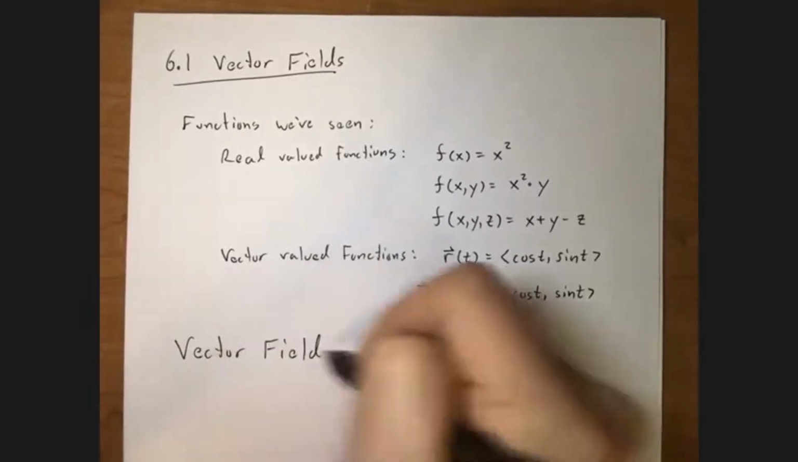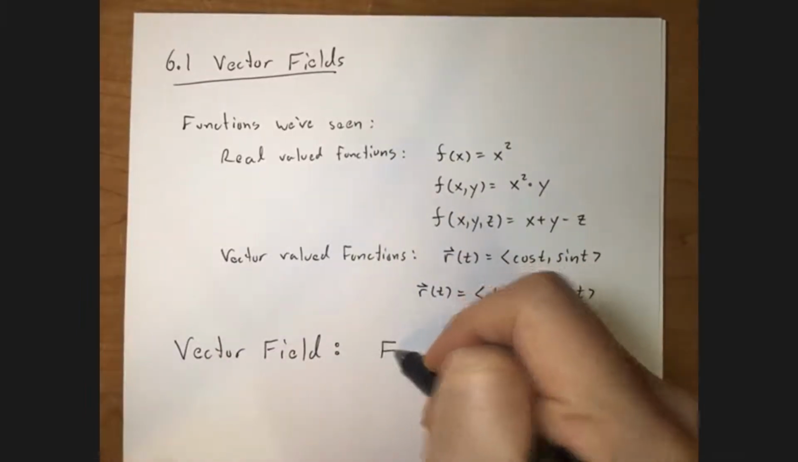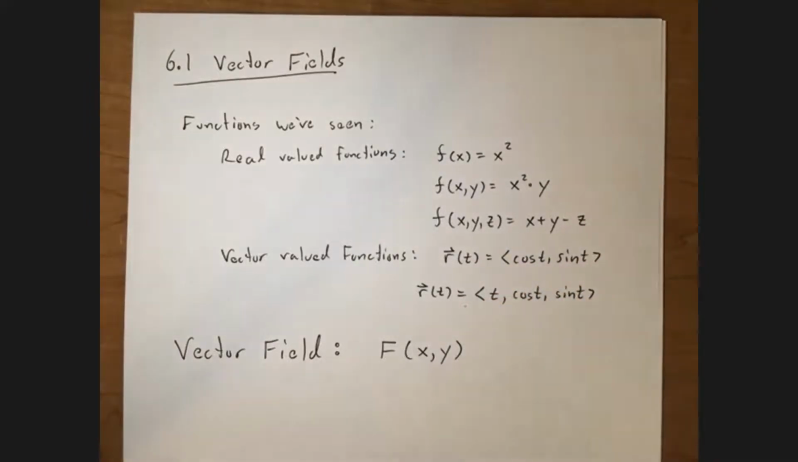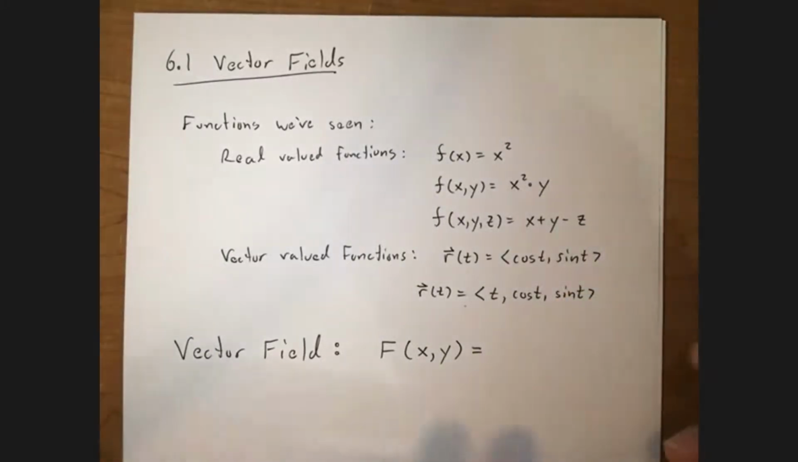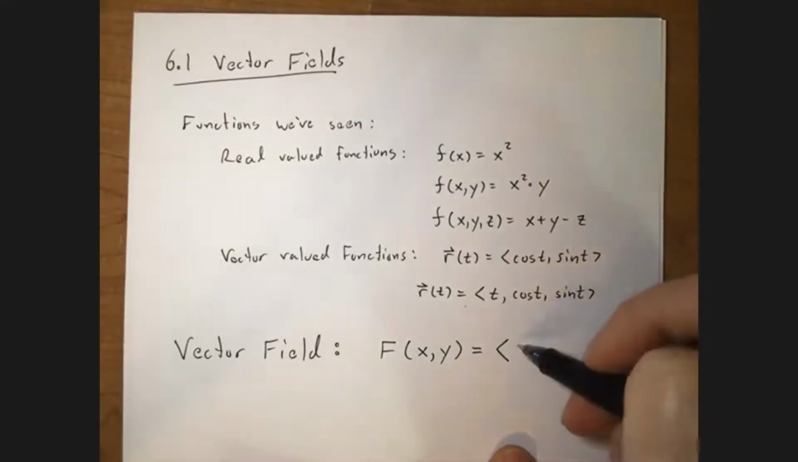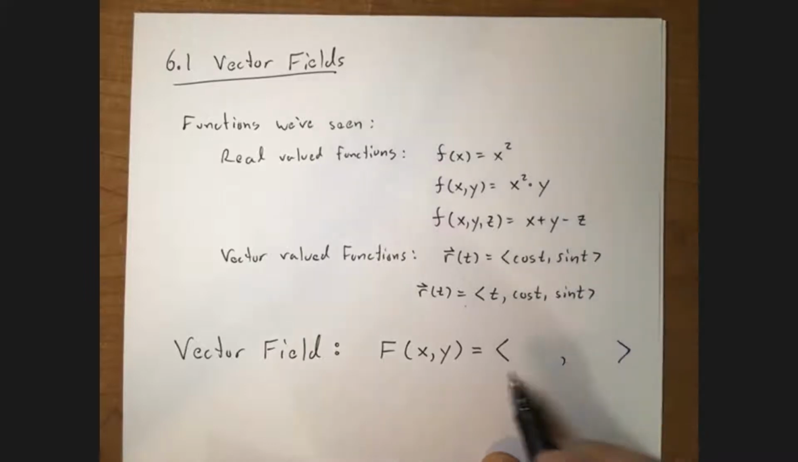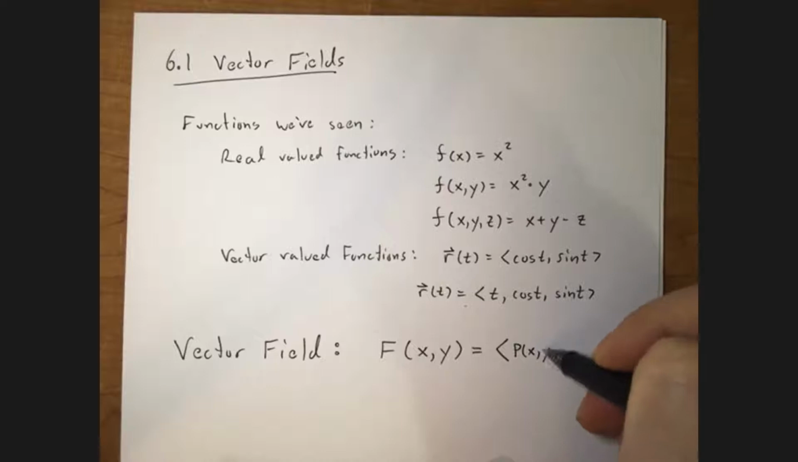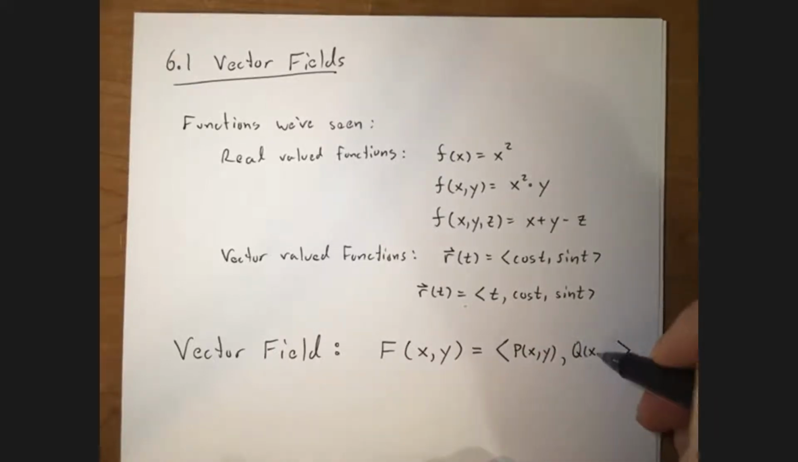A vector field is a function that takes a point, so you're going to feed in 2 coordinates, and it's going to spit out a vector. There's going to be a vector here, and it'll also be 2 coordinates. Now, the first coordinate is given as a function of x and y. So we'll have P of x, y. And the second coordinate is going to be a function of x and y. So we have Q of x, y.